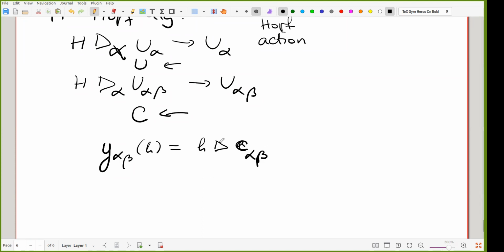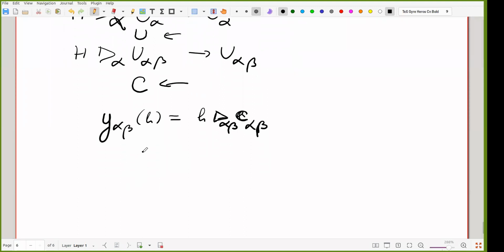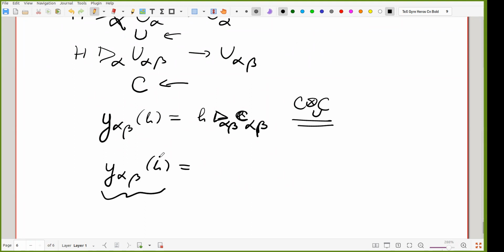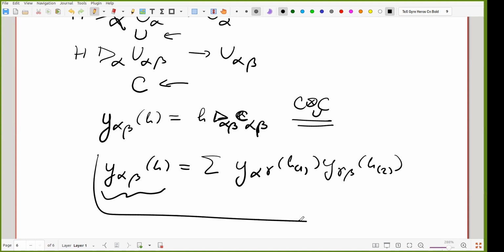So this will be some map in alpha beta. Then you have the following thing: in C tensor C over U, that means in triple intersections, you have that alpha beta of H localized to triple intersection. So not exactly this, but the image of that in triple intersection. This is in double intersection of some y alpha gamma of H1 times y gamma beta of H2. And this is the cocycle condition.